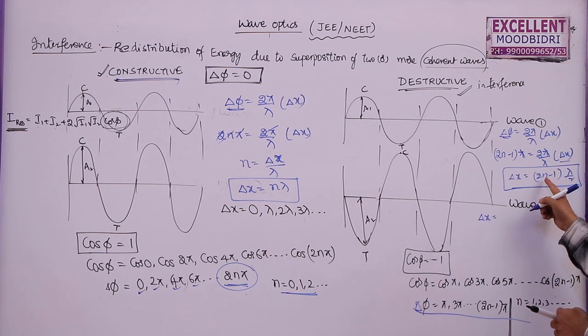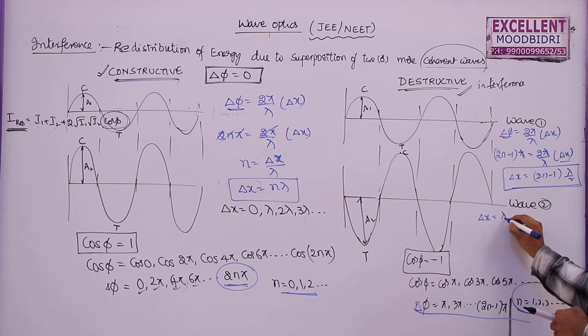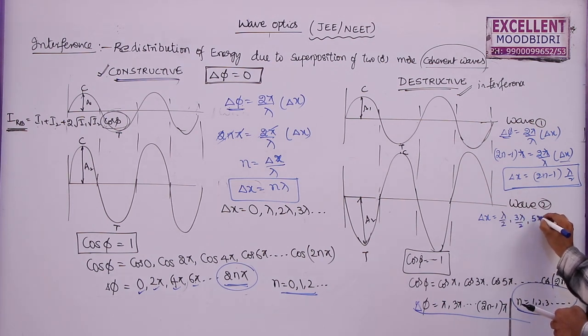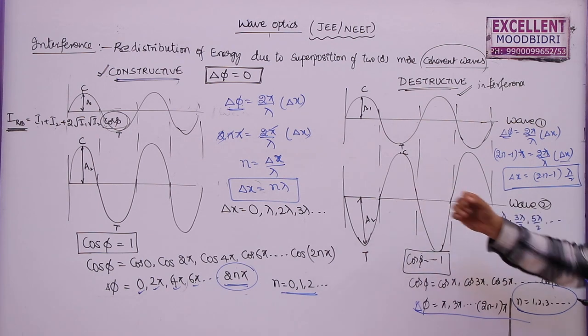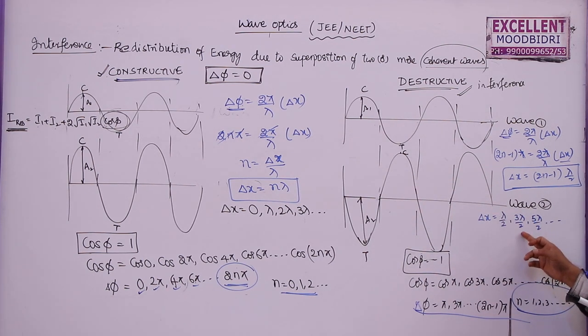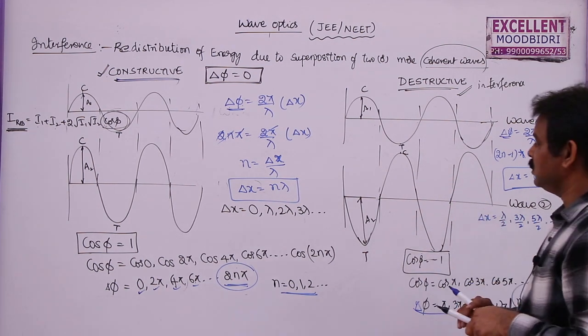If you substitute n is equal to 1 here, because it will not start from 0, this will become 1 into lambda by 2. So lambda by 2, 3 lambda by 2, 5 lambda by 2 and so on. So what is the meaning of this: lambda, 2 lambda, 3 lambda, 4 lambda, or lambda by 2, 3 lambda by 2, 5 lambda by 2? Let me see here.